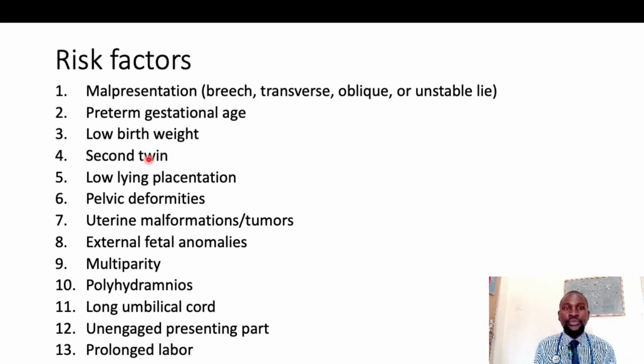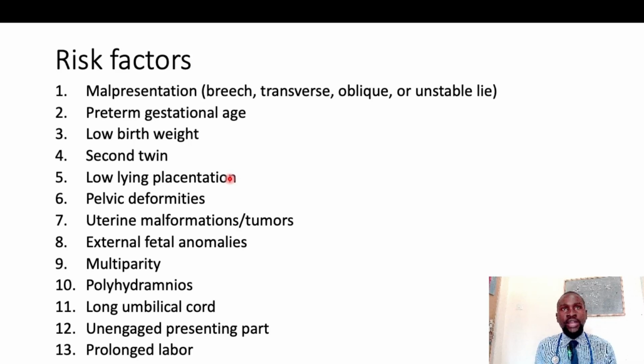It can become a transverse or an oblique, the second twin. Also, once twin one is born, there's a lot of room that remains for the second twin, and the cord can easily prolapse. You can have a low-lying placenta. If the placenta is lying near the os, obviously because the cord is coming from the placenta, the cord is going to be near the os.